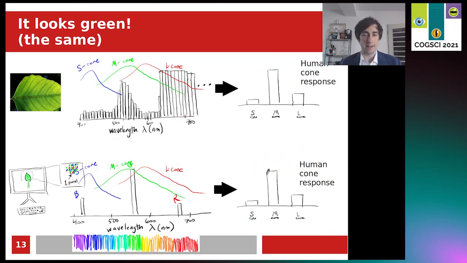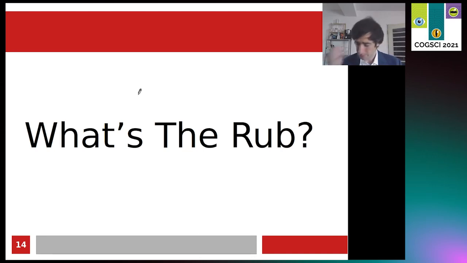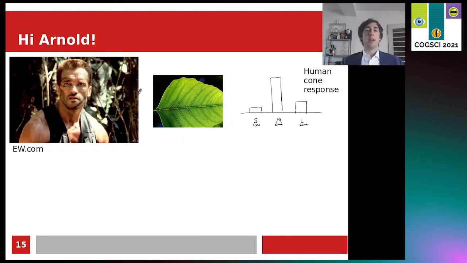And this is a type of aliasing, but it's advantageous because it lets us build cameras and monitors that are much cheaper than building them with millions of different pixels that have different colors, which would be probably impossible. So what's the problem with this? Well, as you can already imagine, this becomes a problem when you deal with non-humans, right?